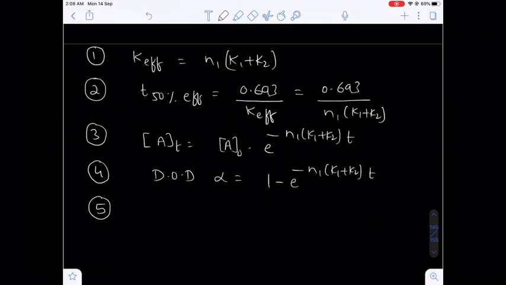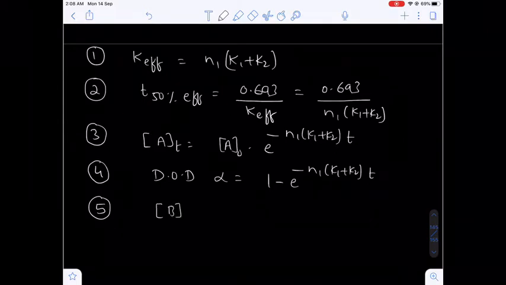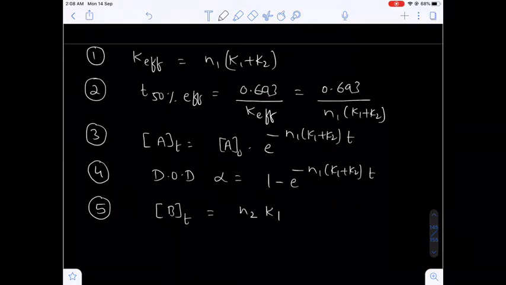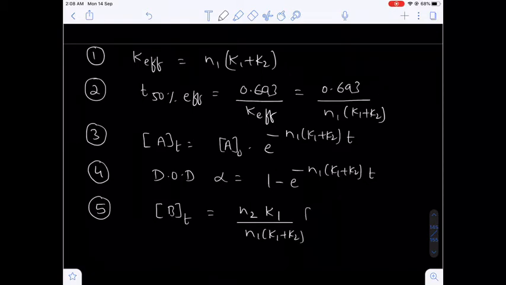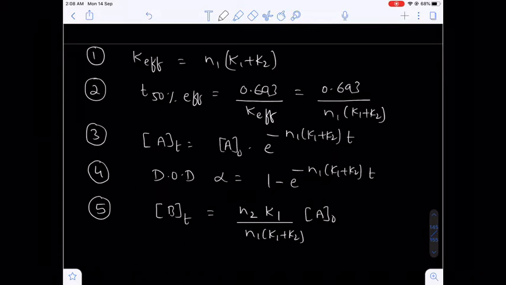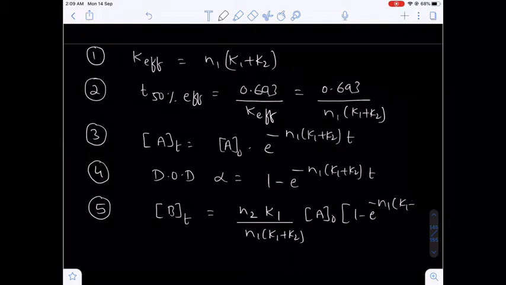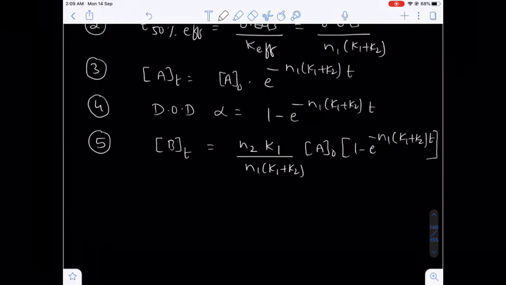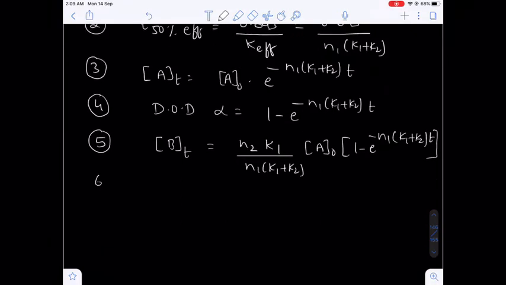Now the fifth important point: what is the concentration of product B at a certain time interval T? Now what is the stoichiometry of B? That will be N2 into rate constant K1 divided by K effective, that is N1 into (K1 plus K2), into the initial concentration of reactant A0 into 1 minus e to the power minus N1 (K1 plus K2) into T. Are you getting my point? This will be the concentration of product B at a certain time interval T.